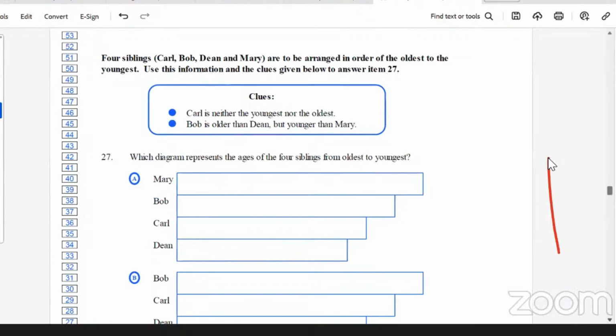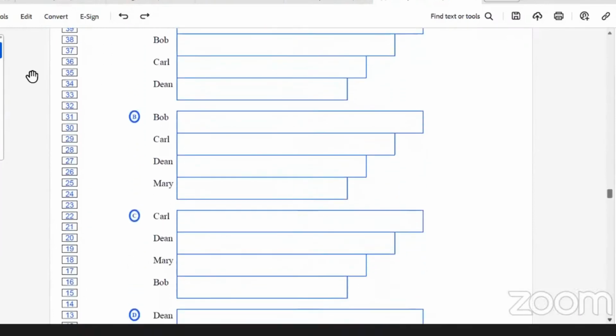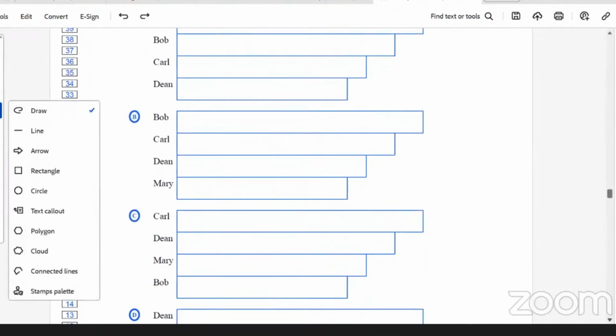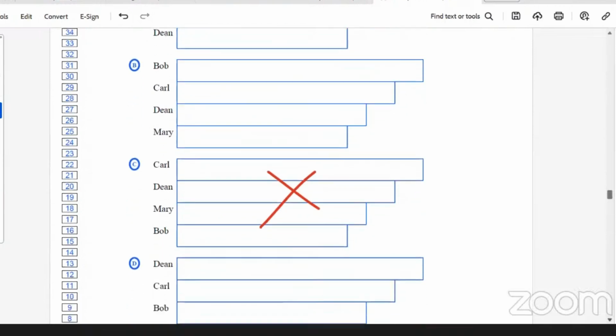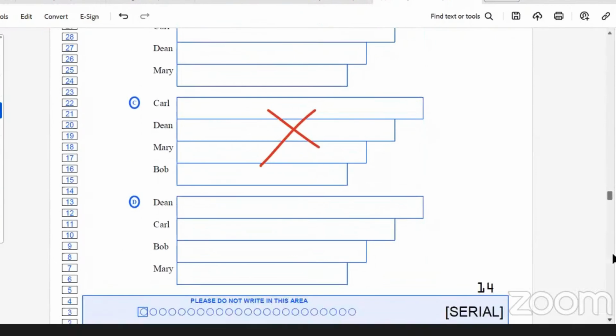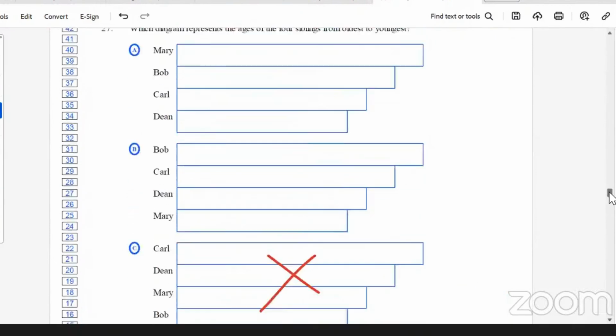Let's see if there's any that shows Carl. All right, so this one would not be correct because they have Carl here in the first, and he's neither the oldest nor the youngest. All right, so that's the only one that we have eliminated so far.